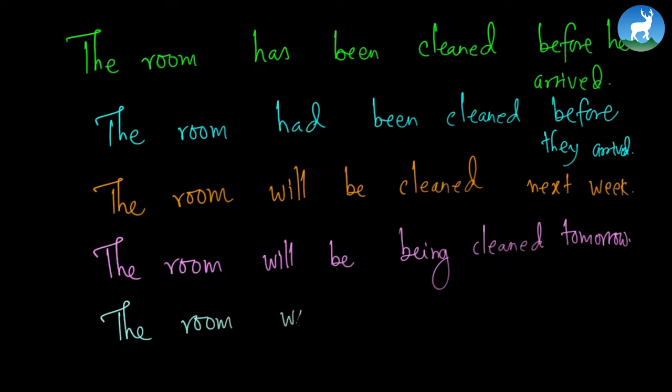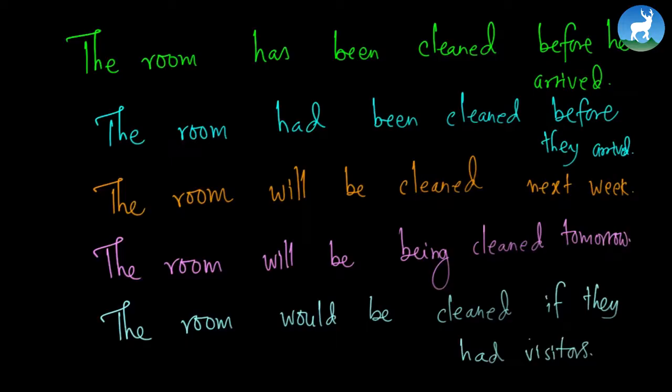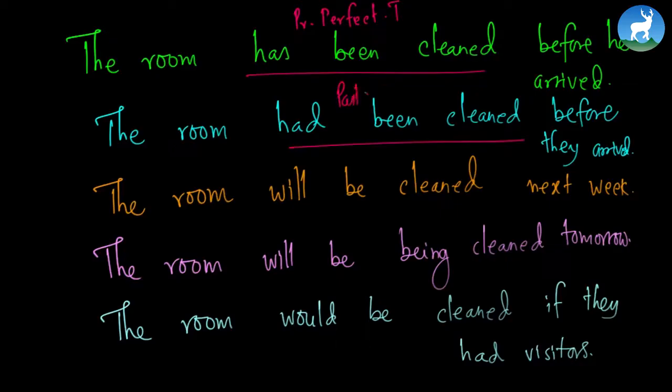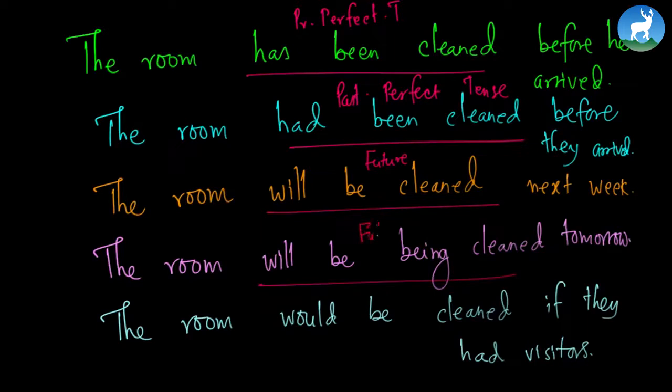The room would be cleaned if they had visitors. All right, let me be very quick and find the structures. The room has been cleaned, so we have present perfect tense. The room had been cleaned, we have a past perfect tense. The room will be cleaned, we have future tense, simple future tense. Will be being cleaned, we have future continuous tense. Would be cleaned, we have present conditional.